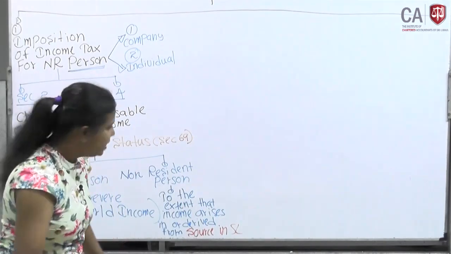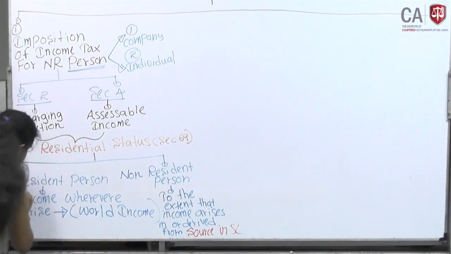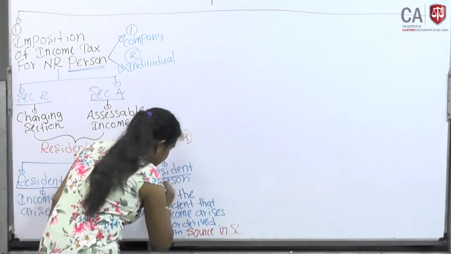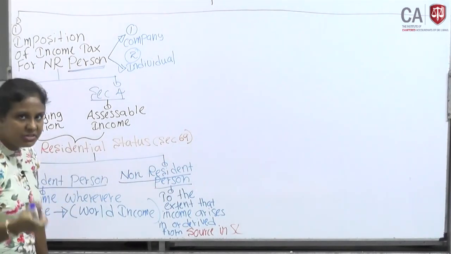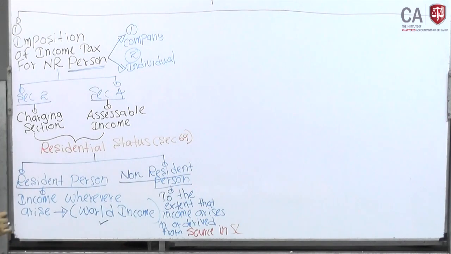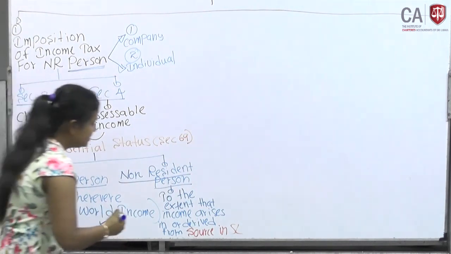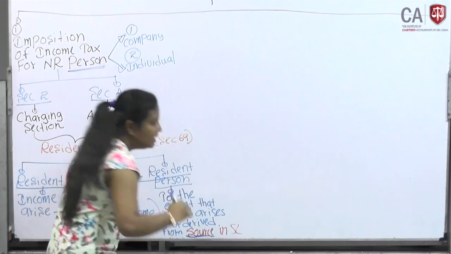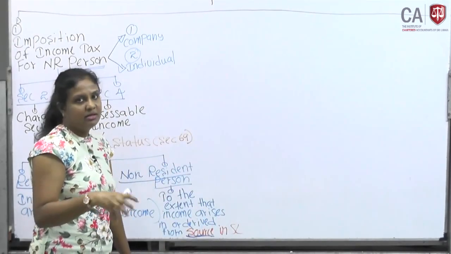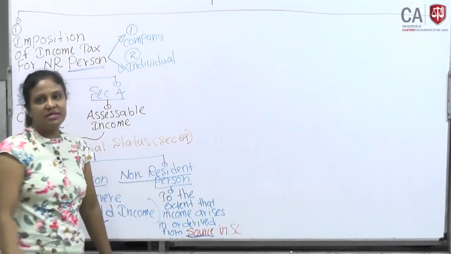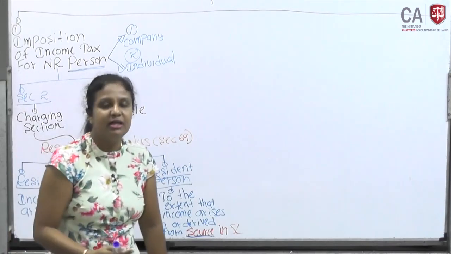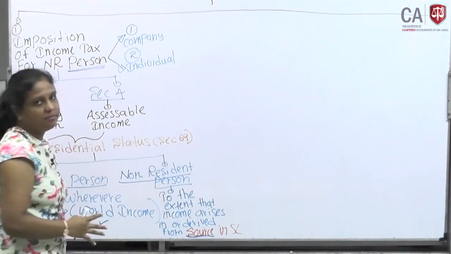Then why should you determine residential status as a resident person and non-resident person? The main intention is, for the resident person, world income will get taxed. For the non-resident person, only the source principle, only income earned within Sri Lanka. This is the tax for a non-resident person. These are the two main differences you should very clearly know as the first step.